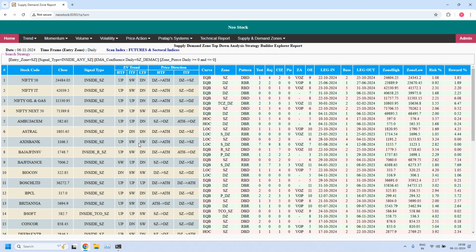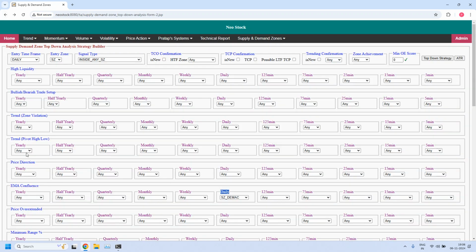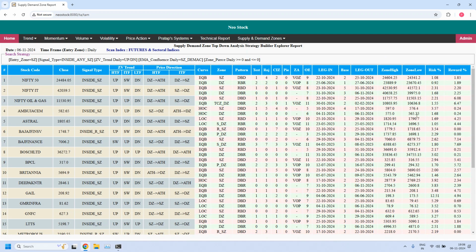But some of the stock sideways trend is there. Let me eliminate sideways trend. That would be better. In the trend zone violation and daily time frame, looking for either uptrend or downtrend related stocks. Now list is reduced.